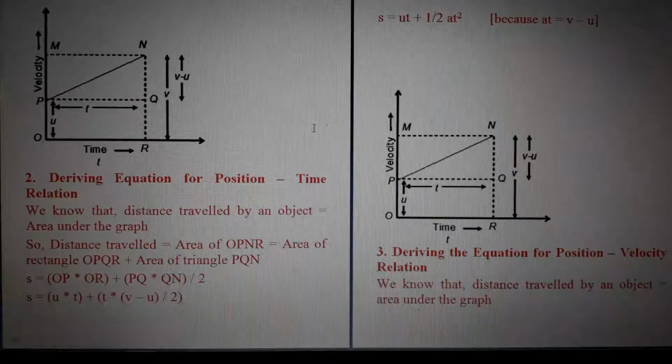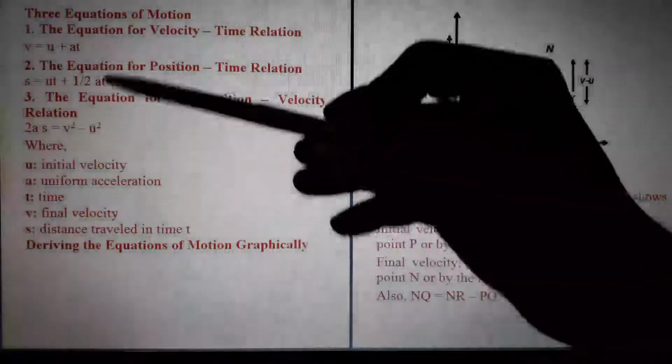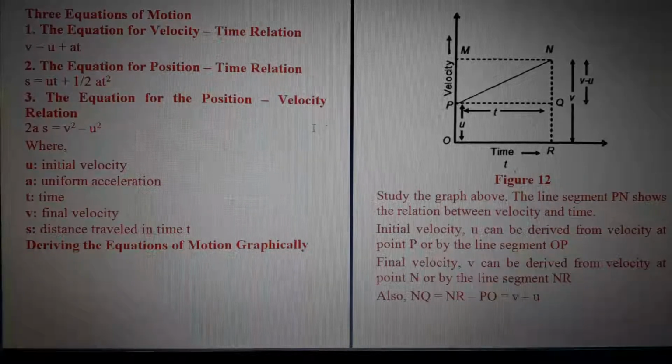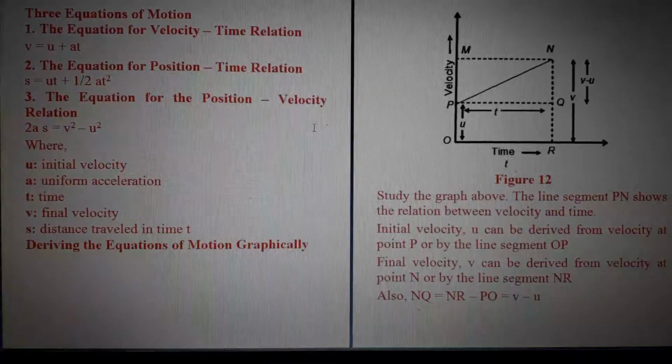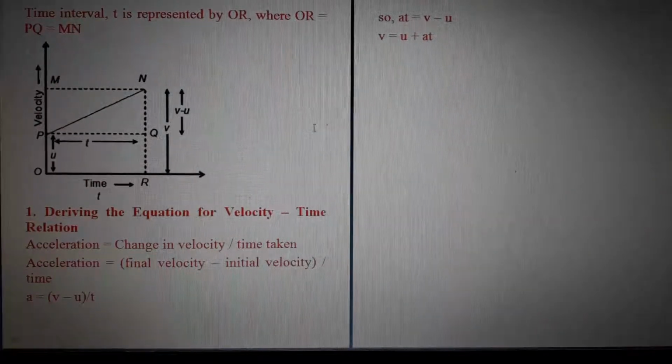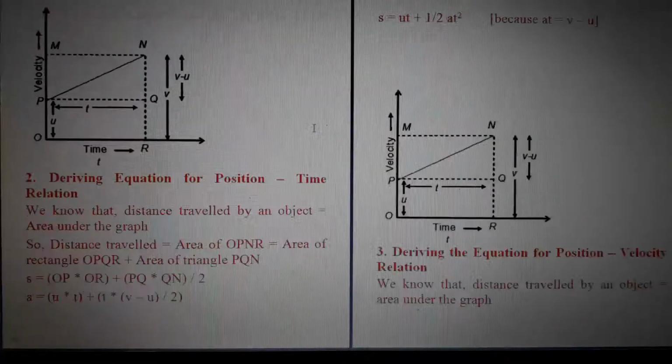Is that the equation for the displacement? Just see. UT plus half 80 T square. You got it or not? Is that simple? I hope it is simple, isn't it? Yes, just substitute the values and take it from the graph. That's it. That's the way of finding it.